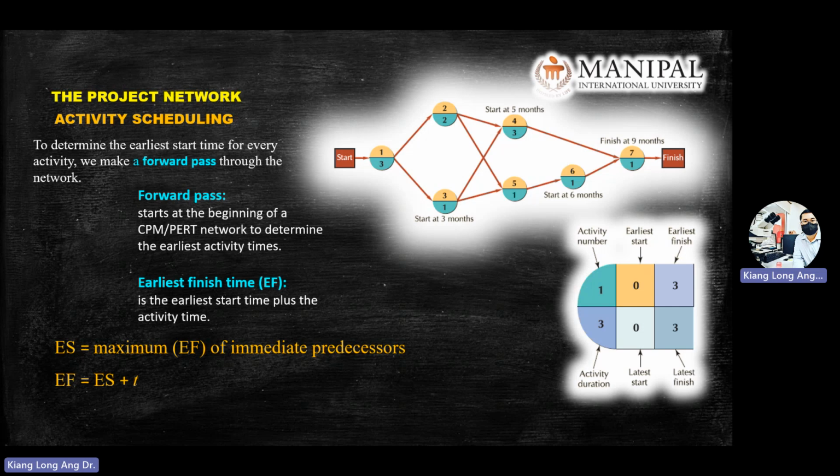Normally, I don't memorize this one. I just use the 6 boxes here, and then I do the max. You take the bottom one plus the ES, you get EF. Of course, if you are good at memorizing, go ahead. Okay, so I did show you how to find the earliest finish. Take this one plus this one, you get this one.